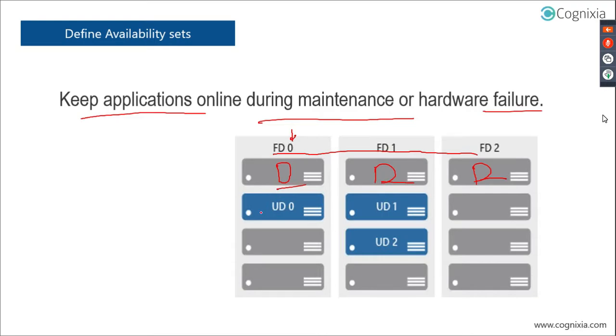Similarly, we have update domains. My VMs will be placed in different update domains. If there is some planned maintenance, Azure will only update one update domain at a time. If there is some downtime or restart, it will only patch and reboot one update domain at a time. That's called planned maintenance, which you get with update domains. And if there is some disaster, like my rack fails due to power or some other hardware failure, I would still be able to access my resources from a different rack, because I have virtual machines placed in different fault domains.